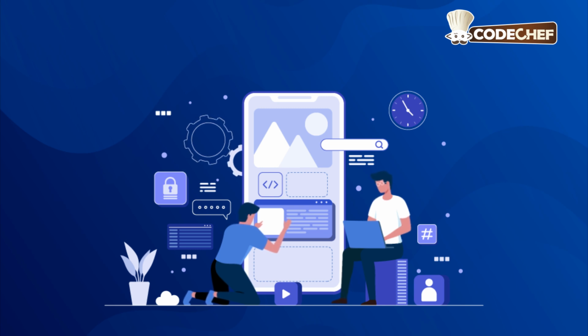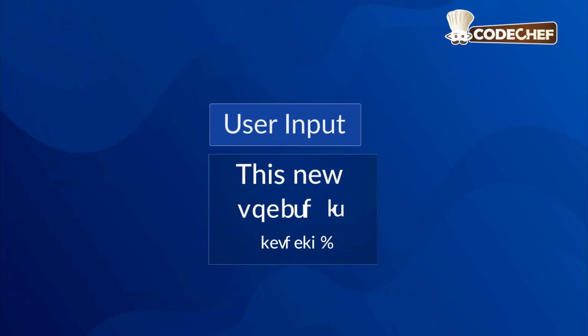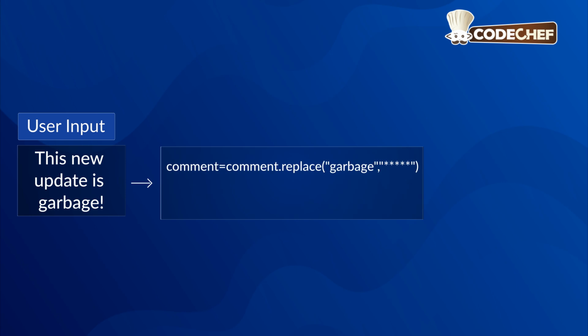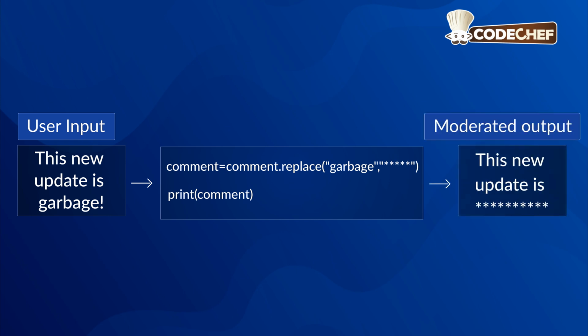Imagine you're building an app. Every time a user posts a comment, your back-end code needs to process it. Need to check if a comment contains a specific word from a block list? Your back-end code uses .find to search for it instantly. Want to automatically censor certain words? It uses .replace to swap them with asterisks.